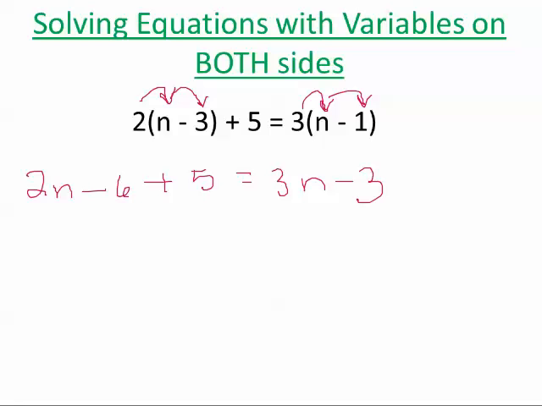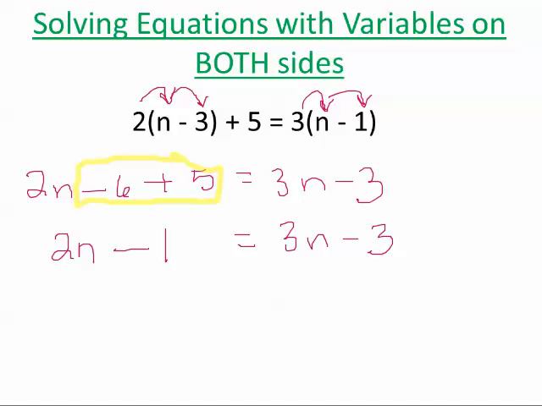Now, I could, just to throw out there, add 6 to both sides to get rid of the 6. I could subtract 5 from both sides to get rid of that 5. But that's not the wisest way to think about this. Because these are on the same side of the equal sign, I probably just need to combine them. So I'm going to leave the 2n alone. I can't combine it with a number because they're not like terms, but negative 6 and positive 5 together are minus 1 equals 3n minus 3.